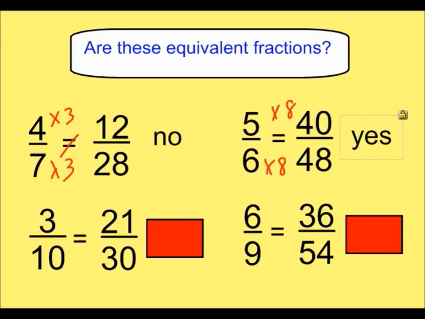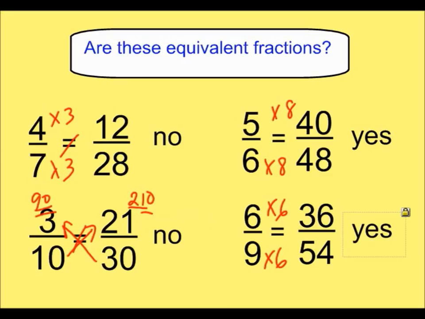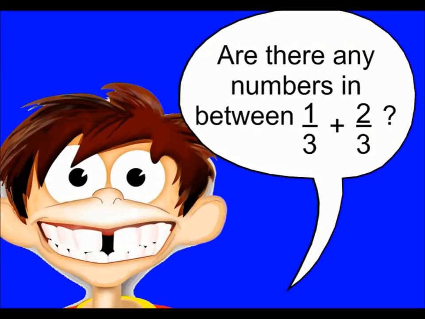We'll do a different method on this next one. First, 7 times 3 is 21. Is 10 times 7 30? No. Now there's another way you could tell if these were equivalent. If you cross multiply, you should get the same product. So 10 times 21 is 210. 30 times 3 is 90. These are not the same. Those are not equivalent fractions. Let's look at this last example. 6 times 6 is 36. Is 9 times 6 54? Yes, it is. Those are equivalent fractions.